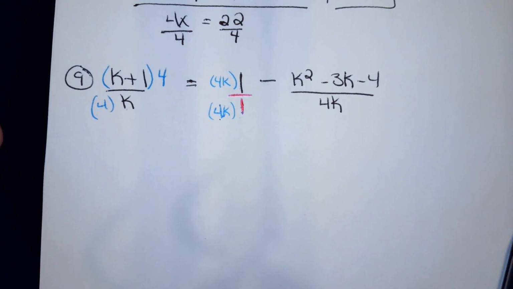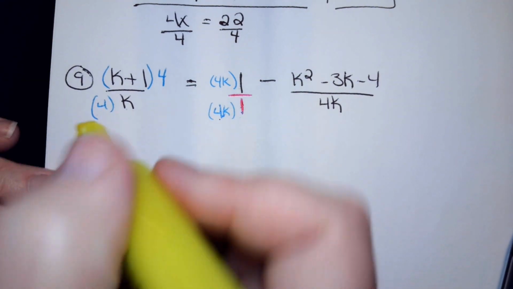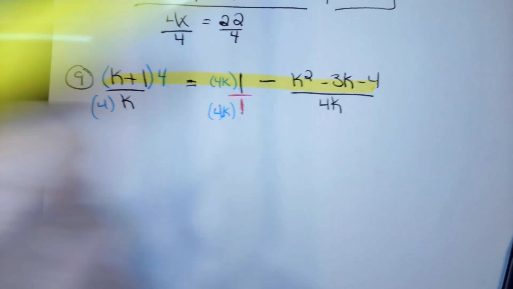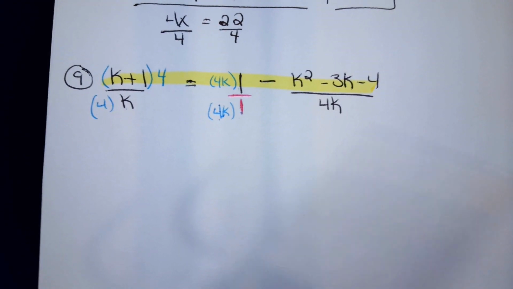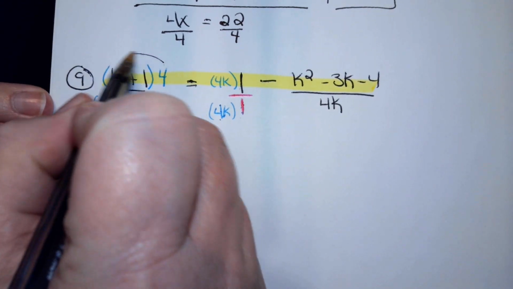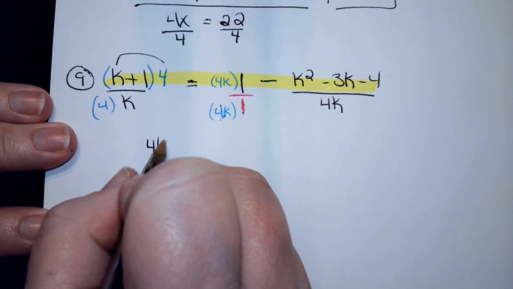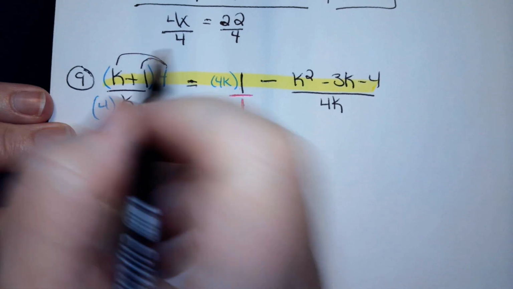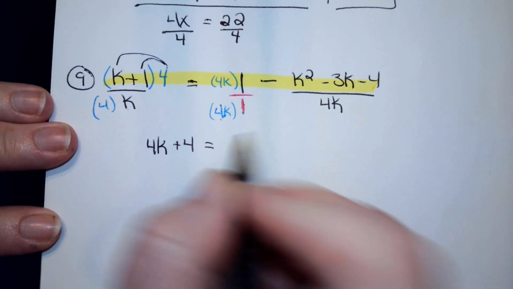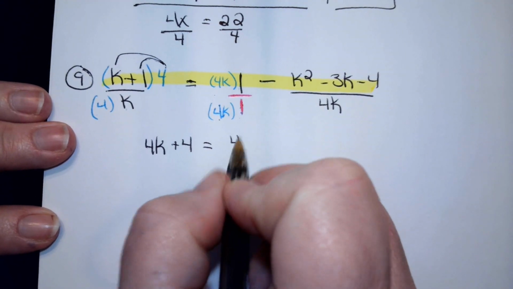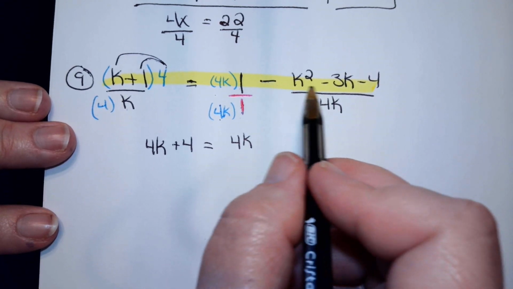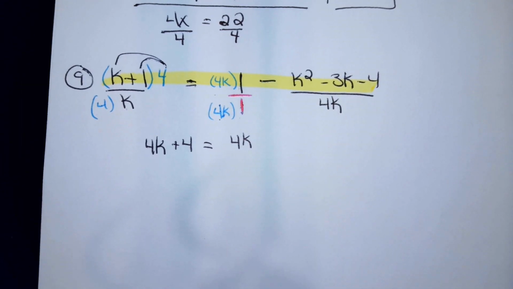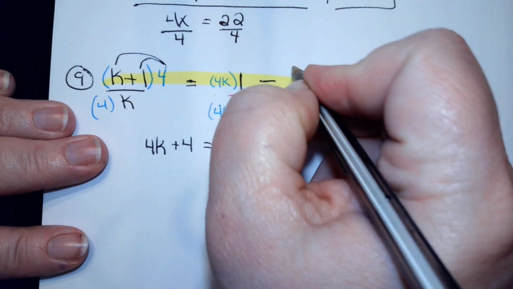Alright, so now that we've got our common denominators, let's focus only on the numerator. So 4 times k is going to give us 4k. 4 times 1 is going to give us 4. 4k times 1 is still 4k. And then right here, we've got minus all of this right here. So we've got to be very, very careful about this. This is minus all of this right here.